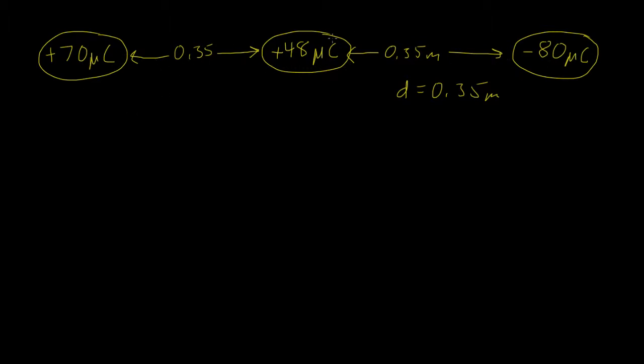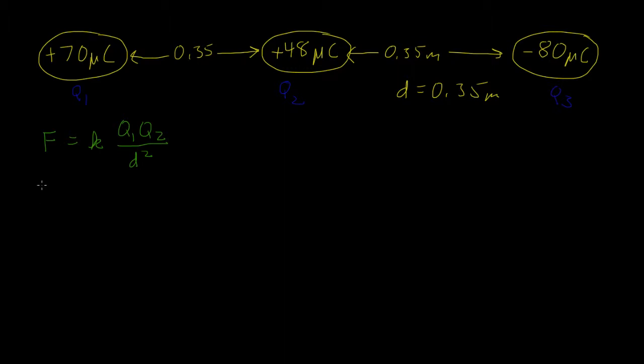Okay, so the problem asks us to calculate the force on each of the three charges caused by the other two charges. So we're going to need Coulomb's law. We need to know the force. So the force between two charges equals K, the proportionality constant, times the charge of the first particle, times the charge of the second particle, divided by the distance between them squared. Now this works if we have two charges, but here we have three. So let's call this Q1, we'll call this Q2, and we'll call this Q3.